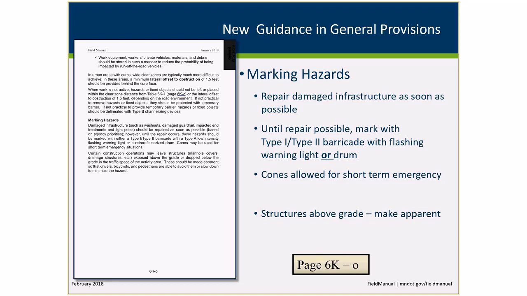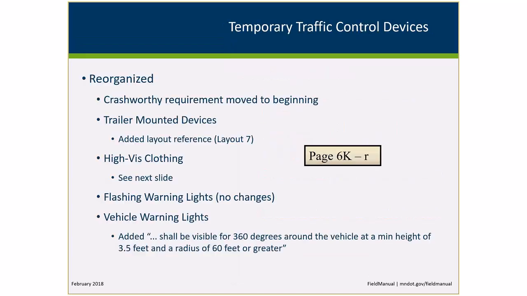We didn't want to call it a hazard because we've already said just previous to that you need to mark a hazard with a barricade, and we can't do that in all these types of situations. So when we're talking about making it apparent, we're leaving it up to the field personnel how to do that, but it could be something as simple as painting it so you can see it and are able to avoid it. So structures above grade, you need to make them apparent.